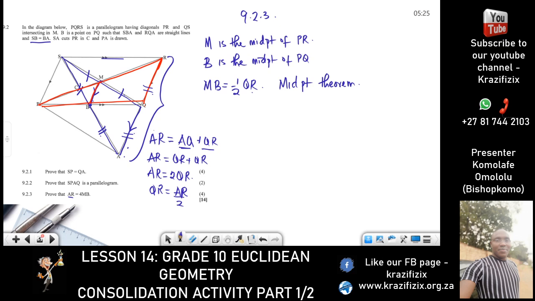I hope that makes sense to us. So can I come back here and say MB equals 1 over 2, and instead of writing QR, write AR over 2? So what do I have? MB equals AR over 4. Cross multiply. What do you have? AR equals 4MB. I hope that makes sense now.